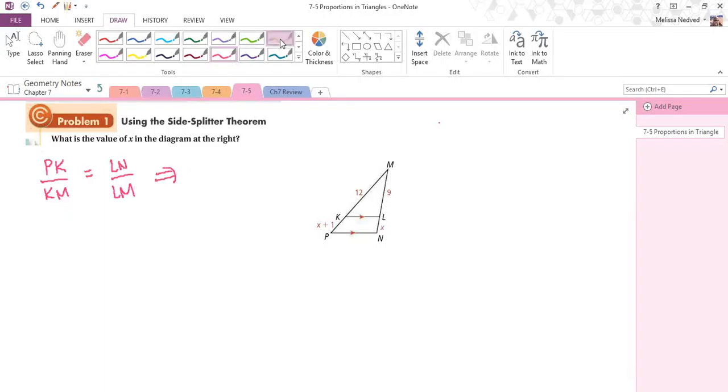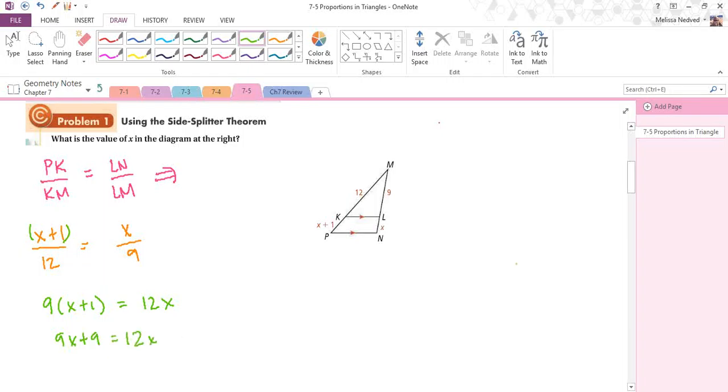Once you have that though, just go ahead and use substitution. PK is x plus 1, KM is 12, equals LN is x, and LM is 9. Once you've got your proportions set up, go ahead and use cross multiplication to solve. As always, don't forget those implied parentheses anytime you've got more than one term on top or bottom. So 9 times x plus 1 equals 12 times x, which is 12x. Distribute that 9, which gives us 9x plus 9 equals 12x.